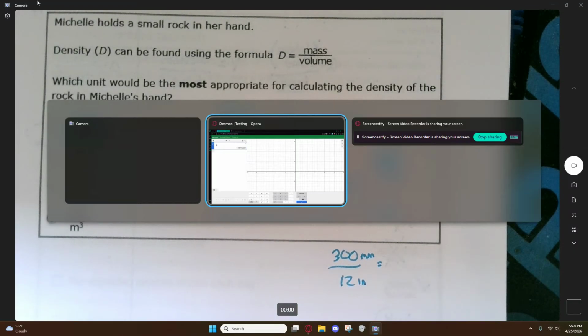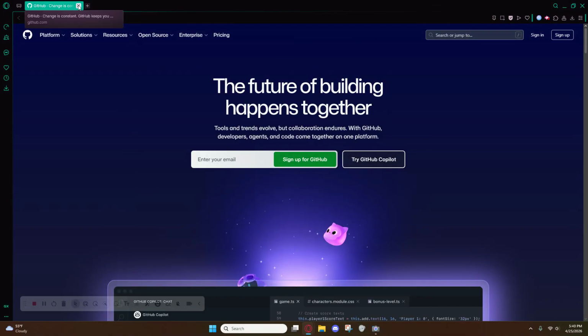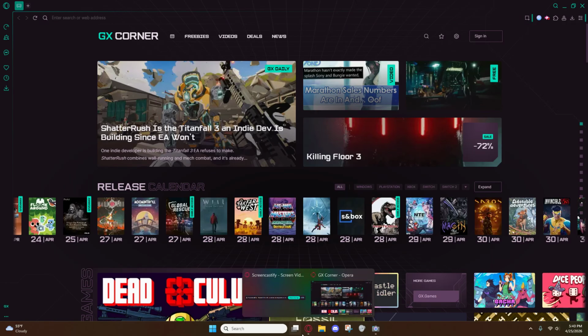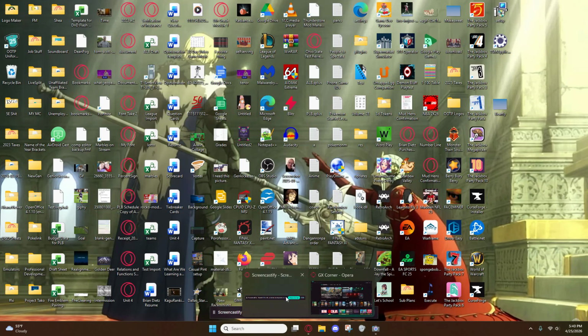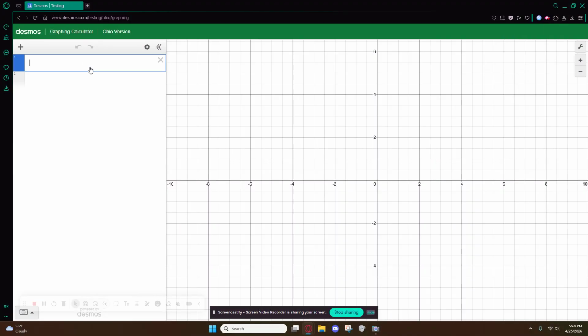or roughly using Desmos. Ooh, we've lost everything. We've lost Desmos. Give me 1 second to fix this. We have retrieved Desmos. Or, in the case of this, 300 millimeters divided by 12 inches means that you have approximately 25 millimeters per inch.